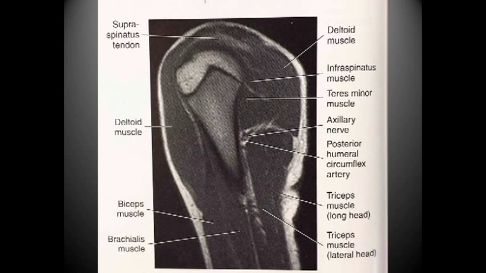Okay, so here we're looking at the deltoid muscle, the biceps muscle, brachialis muscle, and the triceps group. And so the triceps make up the posterior portion, while the biceps make up the anterior portion.